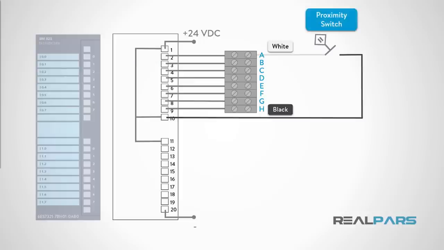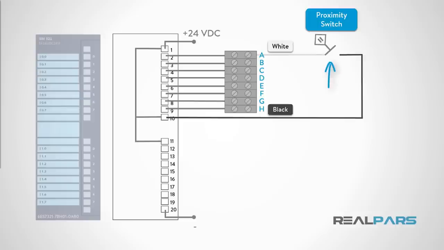Now, let's connect the proximity switch and the photoelectric switch from the previous examples to the SM321 card. The 8 marshaling terminals, A through H, are wired to channels 0 through 7, and are the negative terminals in our discrete circuits. Plus 24 volt DC will be obtained from terminal 10 for the top 8 inputs, and from terminal 11 for the bottom 8 inputs.